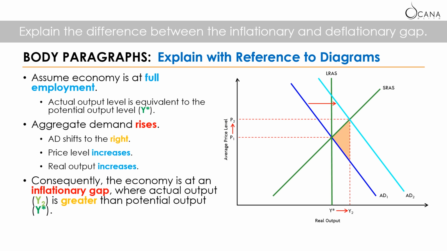So consequently, the economy is at an inflationary gap, where the actual output, Y2, is now greater than the potential output, Y star. So again, we can add on to explain what causes AD to shift to the right. For example, greater consumer confidence or lower income tax. So it would be great if we can add more analysis towards that area too.